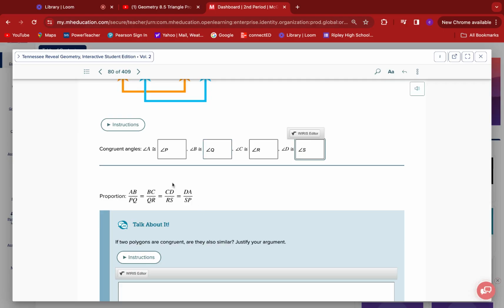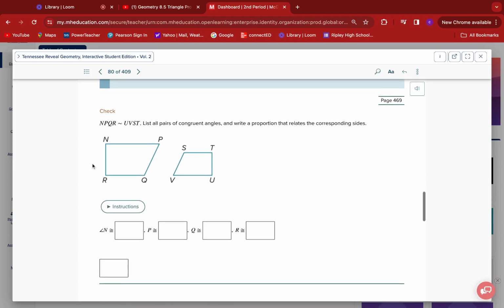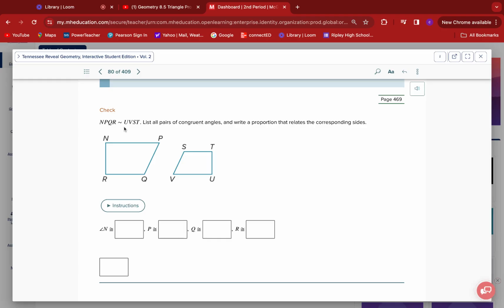And below that, they show you how to match up sides, which is probably what we're going to do in that next check. All right, so here we go. Check. NPQR is similar to UVST. List all pairs of congruent angles and write a proportion that relates the corresponding sides.